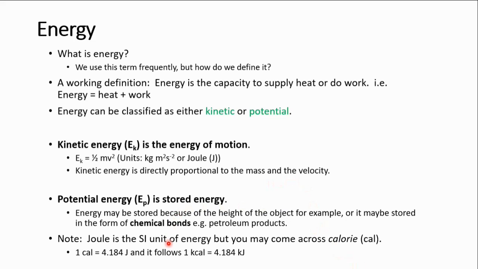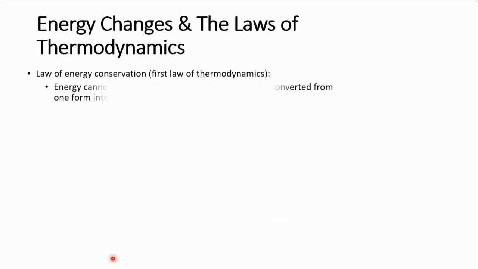Now, of course, like we said earlier, the unit of energy, the SI unit, is the joule. There are other units for energy, like for example, the calories. All right. Yes, and 1 calorie is equal to 4.184 joules, or 1 kilocalorie is equal to 4.184 kilojoules. But of course, we will be using mainly joules to represent our energy.